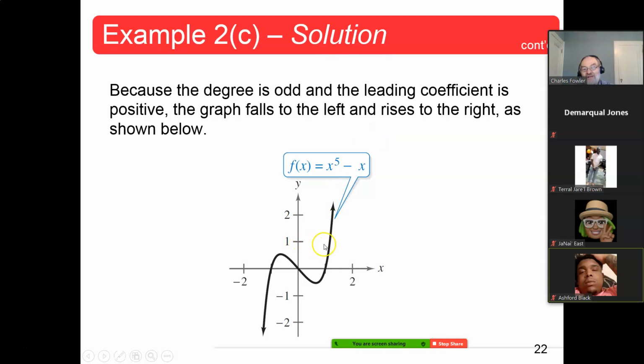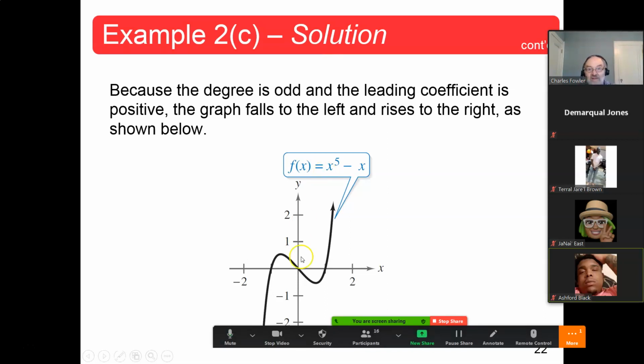Odd function. When x is very large negative, that's going south, really, really big. If x is very large positive, x to the fifth is going to be a very, very large positive because the leading coefficient is positive. Does that make sense?